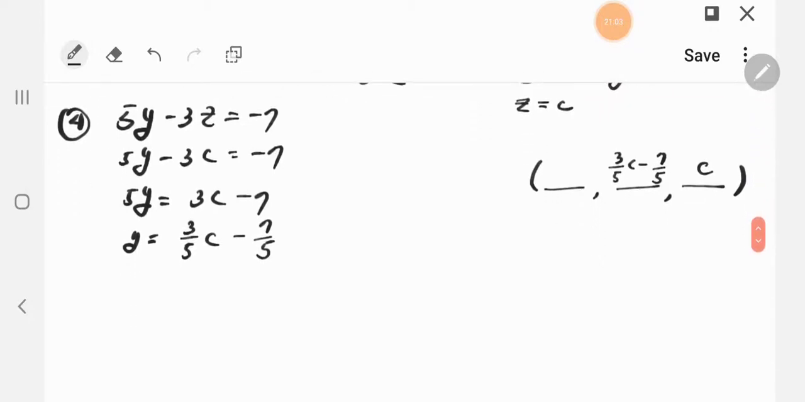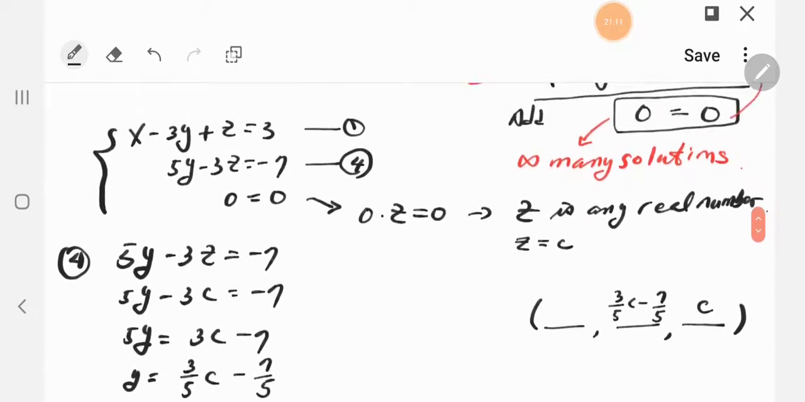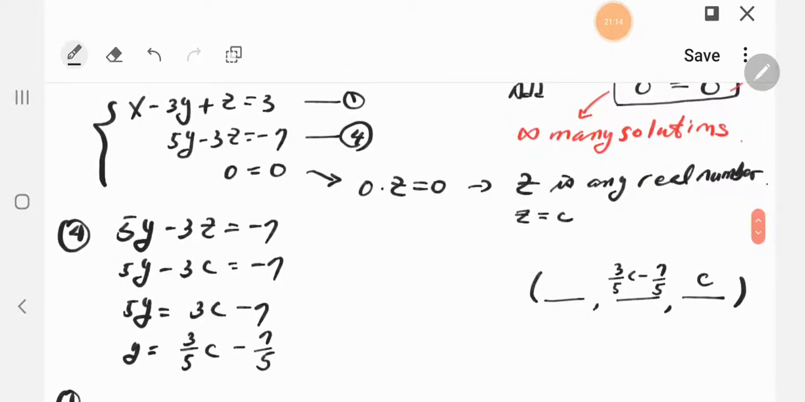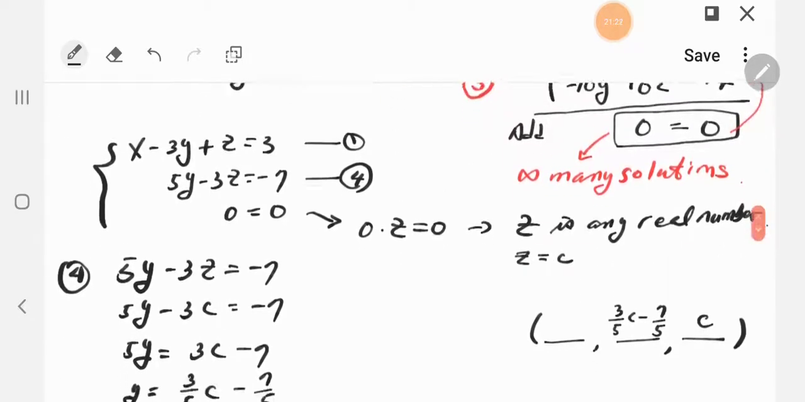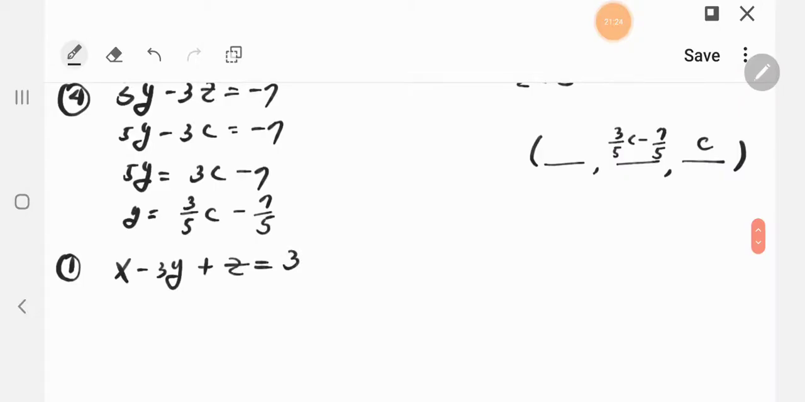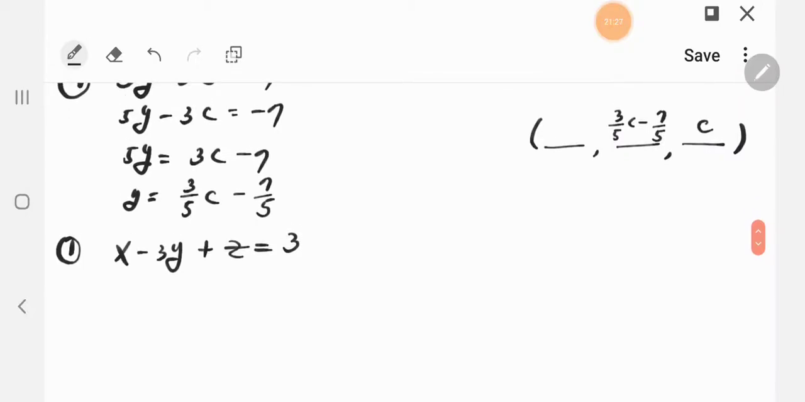Okay, let's find the type of x value. So we can use the first equation to find x, to write the x in terms of c. So the first equation is x minus 3y plus z is equal to 3. So let's plug in, lots of work, huh? So let's plug in the expression for y and z. So x minus 3 times 3 over 5 c minus 7 over 5, and z is c.